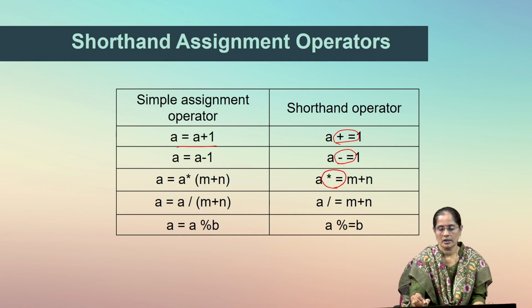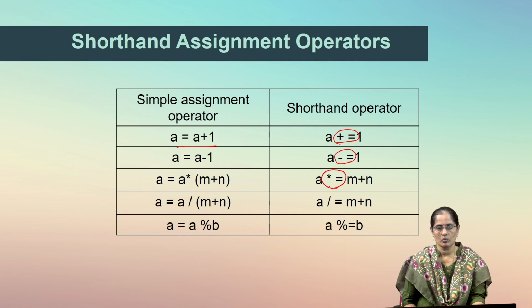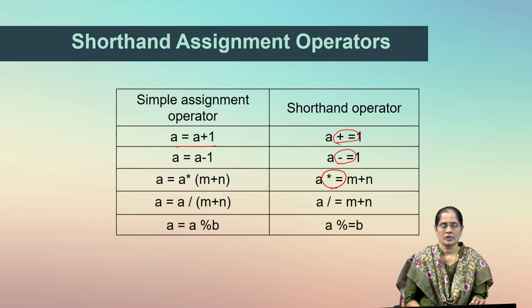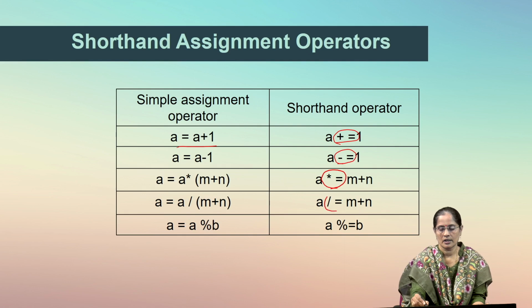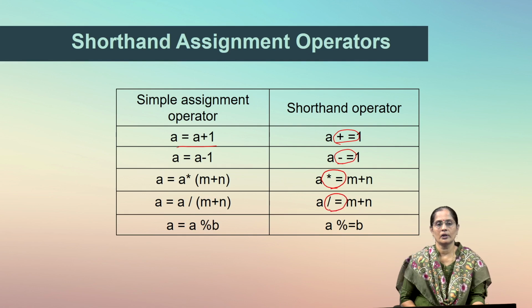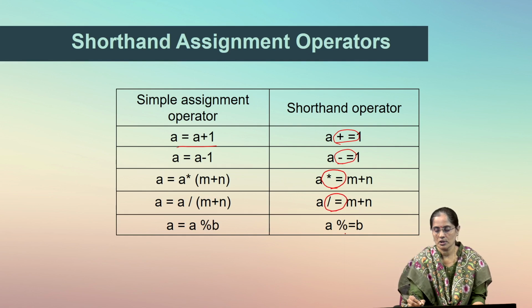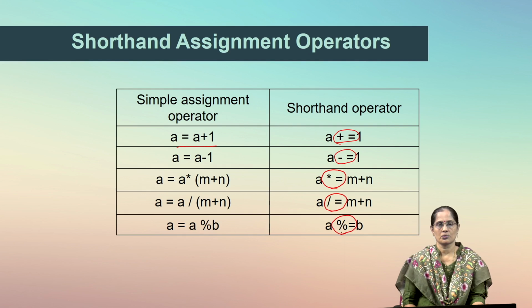written using shorthand assignment as a asterisk equal to m plus n. The fourth statement is a equal to a slash m plus n, this can be rewritten using the shorthand assignment slash equal to. And the last one is for the modulo operator, it can be rewritten using the modulo shorthand assignment as percentage equal to.